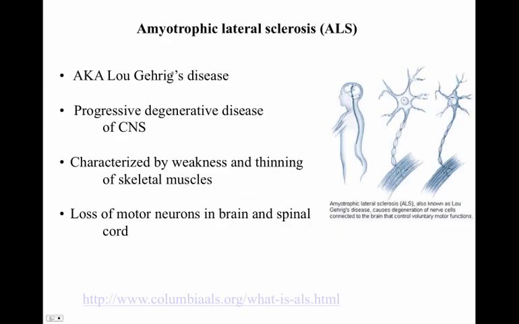Some diseases that we take a look at within the central nervous system would be amyotrophic lateral sclerosis, aka Lou Gehrig's disease. It's a progressive degenerative disease of the central nervous system, characterized by weakening and thinning of skeletal muscles with a loss of motor neurons in the brain and spinal cord, a form of atrophy within these areas. And it has a direct effect on voluntary motor function.